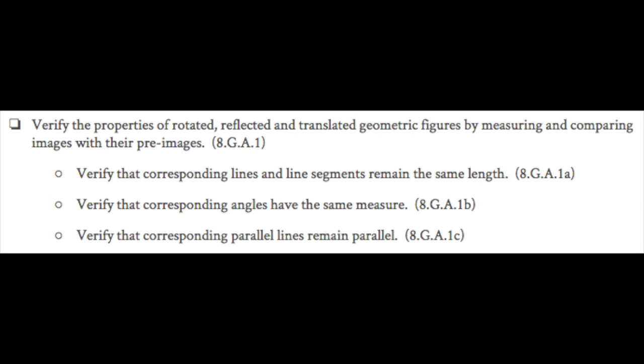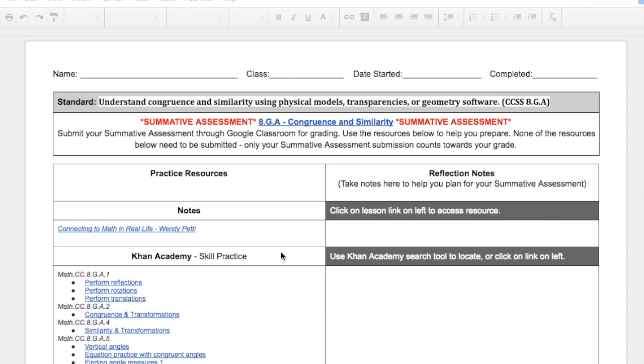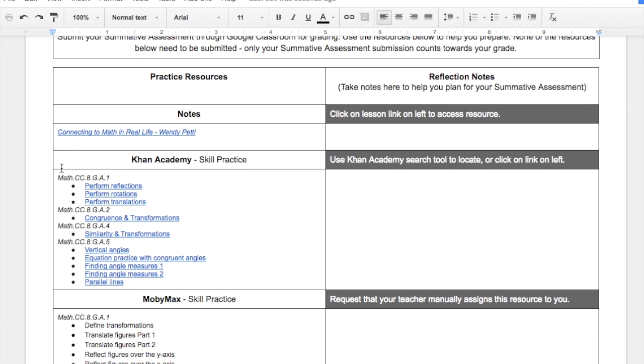If you take a look at this first question on your assessment, you're being asked to verify properties of rotated, reflected, and translated geometric figures by measuring and comparing images with their pre-images. There are other subsections to this first question. If you go to your summative assessment and go to your resource guide, you'll be able to bring the skills that you have worked on already together with what you're being shown in the summative assessment.